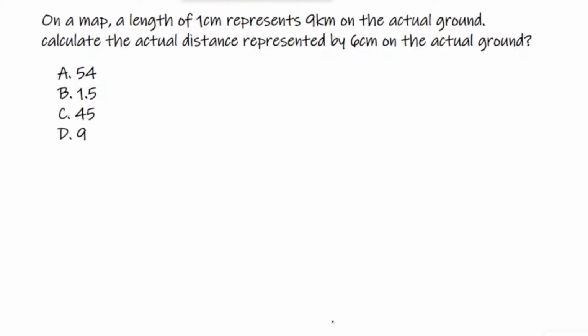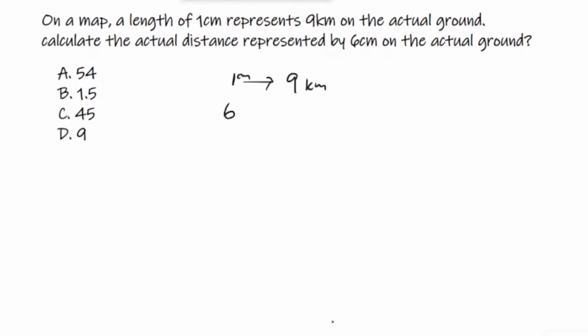In this video, we will be talking about proportions and ratios. The first question is, on a map, a length of 1 centimeter represents 9 kilometers. On the actual ground, calculate the actual distance represented by 6 centimeters.